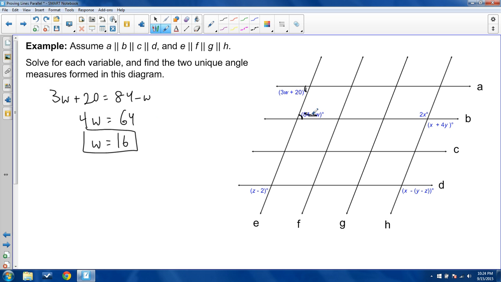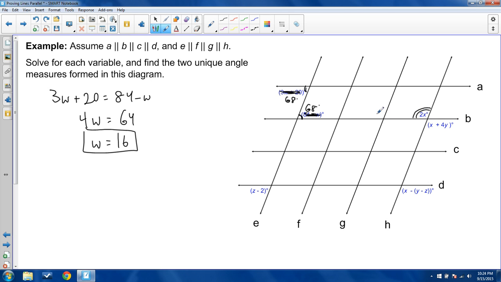84 minus 16, that's 68. So this becomes 68 degrees, and I could either substitute 16 in here, but I could just as easily say this is also 68. So how will that matter? I could go one of two ways now. I could refer to this angle 68, and all the way over here, this angle 2x is a same side interior angle with 68. Why?